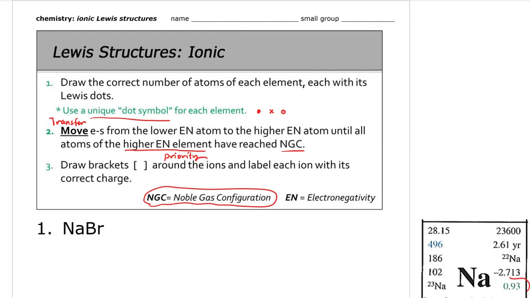And that usually means having 8 electrons, because our noble gases have 8 valence electrons. And when we're done, we draw brackets to show the ions as separate particles with their own individual charge. So brackets and charges. And we'll see that at the end of these examples.